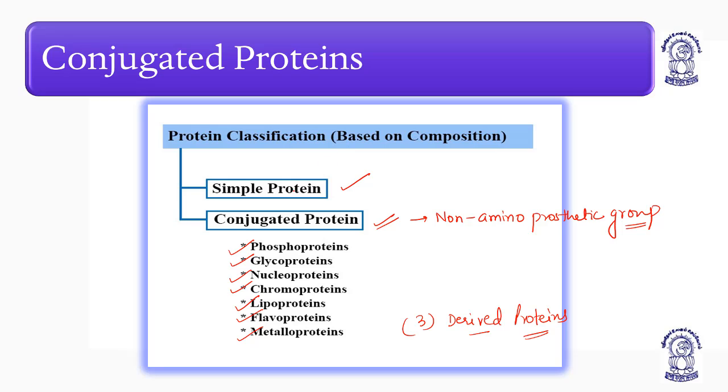Nucleoproteins: the prosthetic group is DNA or RNA. In chromoproteins, the prosthetic group can be different types of pigment. Metalloproteins, it can be different types of metals. Glycoproteins, it can be carbohydrates. Mucoproteins, it can be different types of mucoid substances.